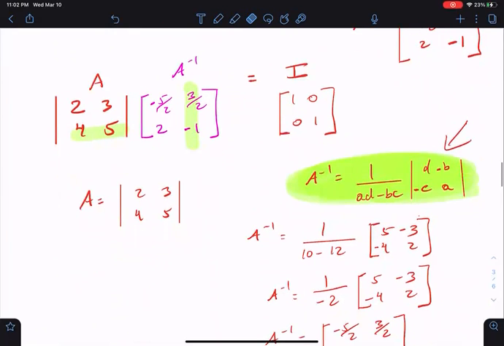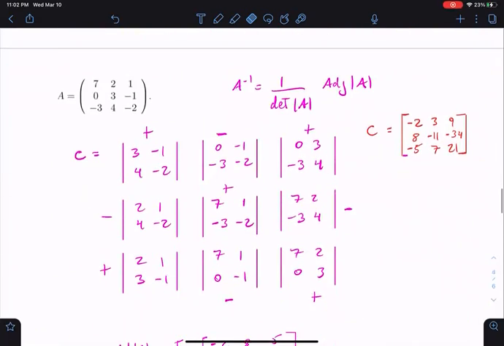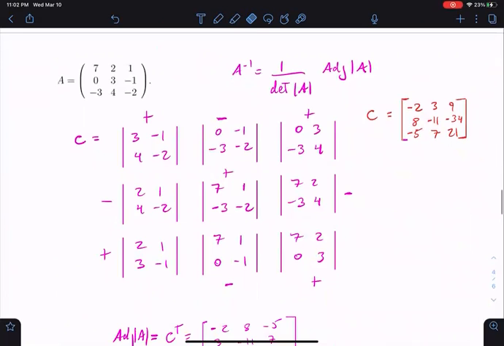Now, let's go back to the main problem, right? The main problem is when we have a 3 by 3 matrix. So how can we do this? This is the definition. A inverse is 1 over the determinant of A times the adjoint of A. So what that means, the adjoint of A? First of all, I need to find the cofactor of each element in matrix A. So how can I do that?